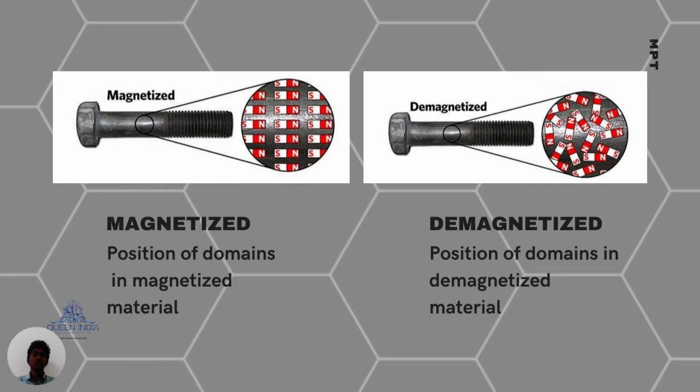What is magnetized material and demagnetized material? Magnetized material: the domains in magnetized material are arranged in an ordered manner. Demagnetized material: the domains in demagnetized material are in an unarranged manner.